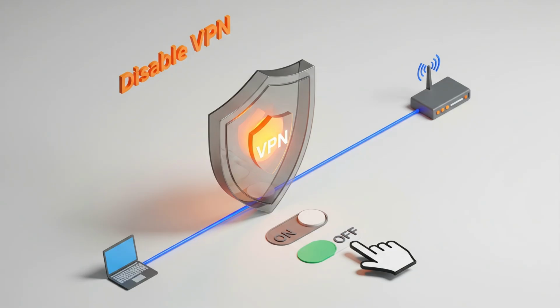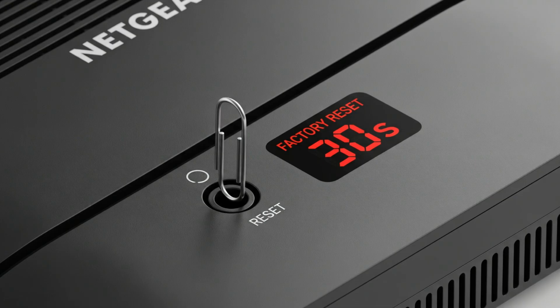If you are running a VPN, disable it. A VPN tunnels your traffic externally, making your local router invisible to your browser. If the error persists, the router's internal web server may have crashed. Perform a factory reset by holding the reset button for 30 seconds with a paperclip.